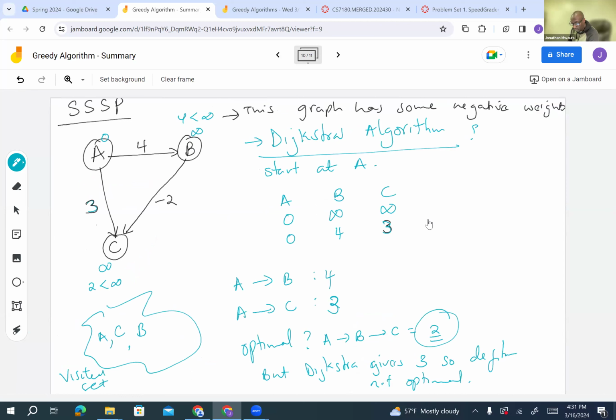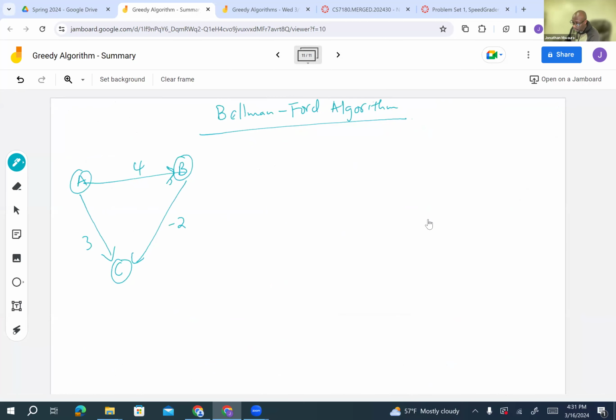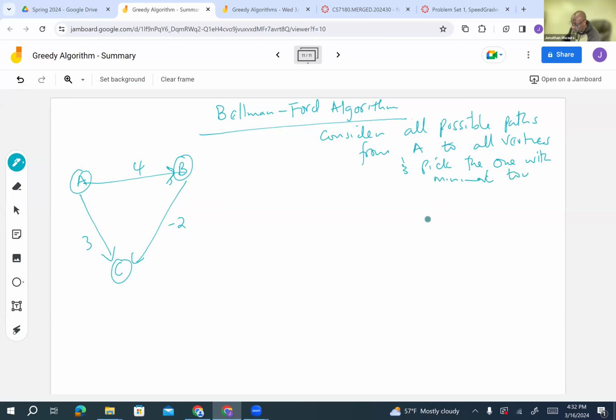Brute force means that we could have considered all the possible paths from A to C and all possible paths from A to B. Consider all possible paths from A to all vertices, and pick the best, the one with minimal cost. That's what we would have done before.